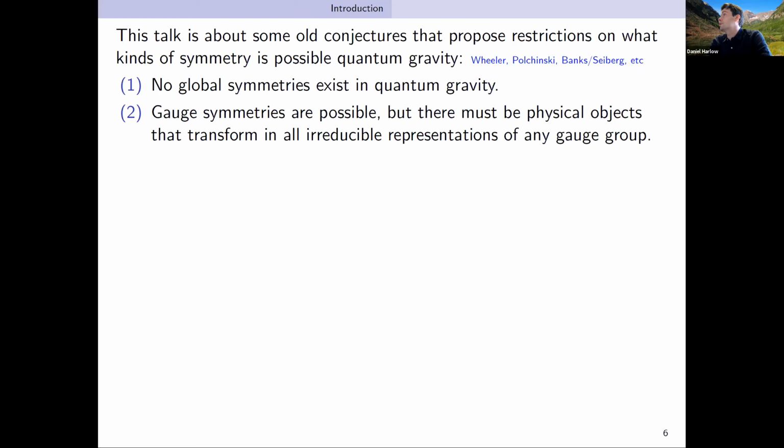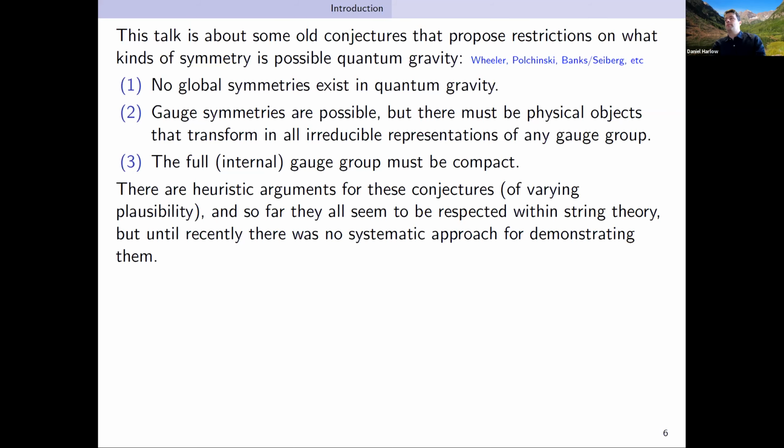And similarly for the first conjecture, say the phi to the 4 theory coupled to gravity would not be consistent with the first conjecture, because there's a phi goes to minus phi global symmetry in phi to the 4 theory. And then finally, there's a third conjecture, which we won't talk about much in this talk, but which says that the gauge group has to be compact as a group.